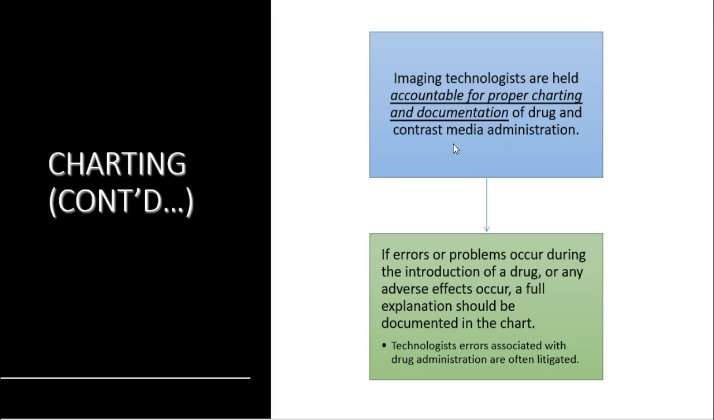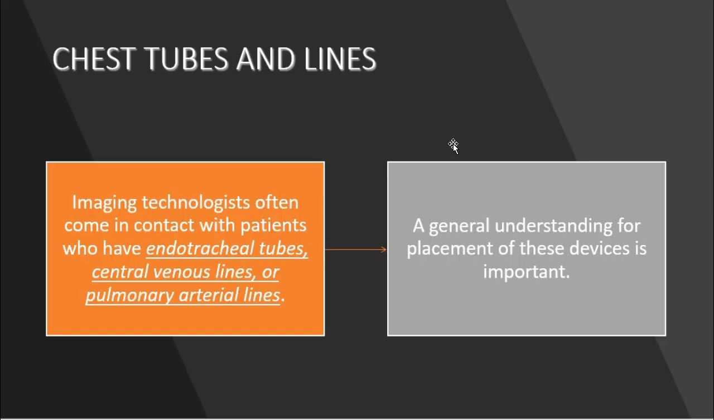Sometimes we just fill out an incident report. That's easier. We'll put in the chart that you filled out an incident report regarding infiltration, extravasation, approximately 100 cc's into the antecubital of iodine, Omnipaque, and so on. All right, so let's get into your chest tubes and your lines.